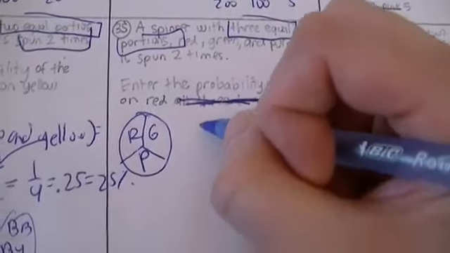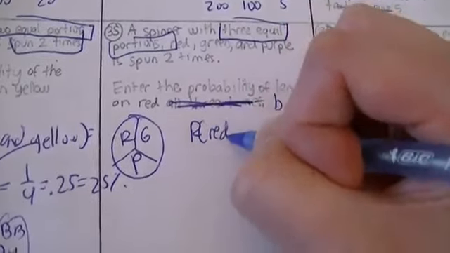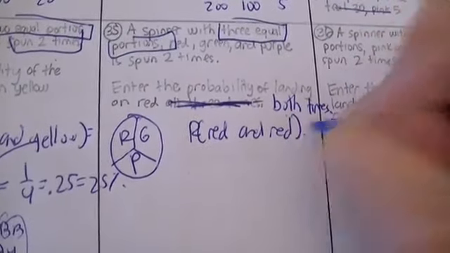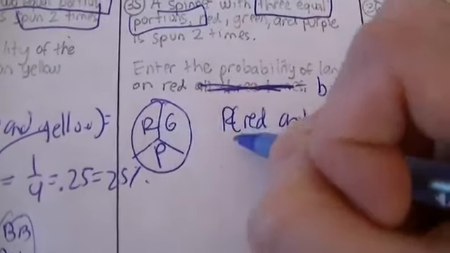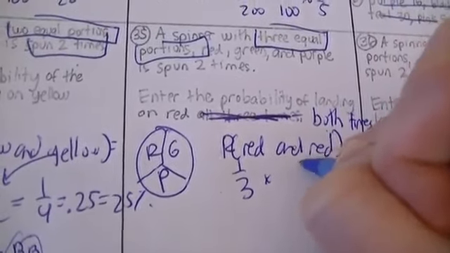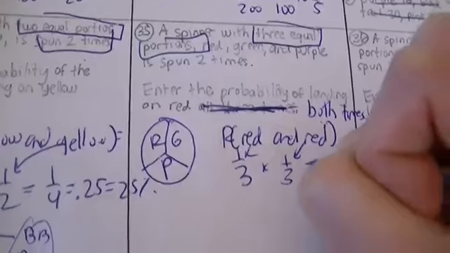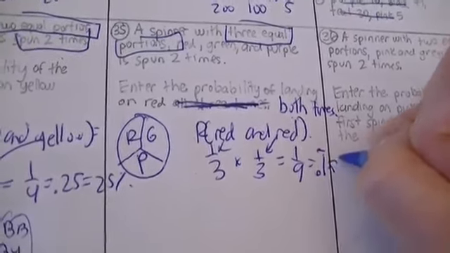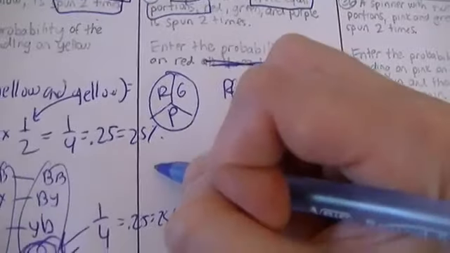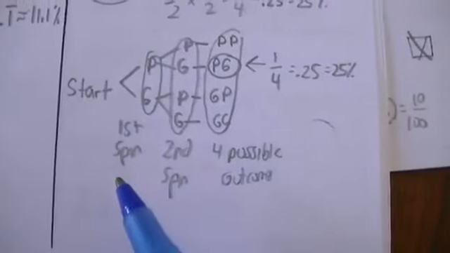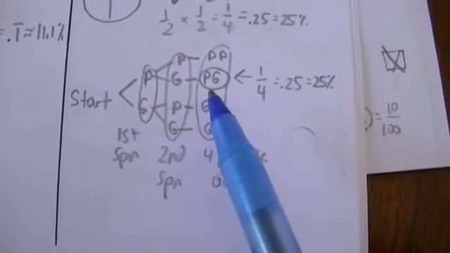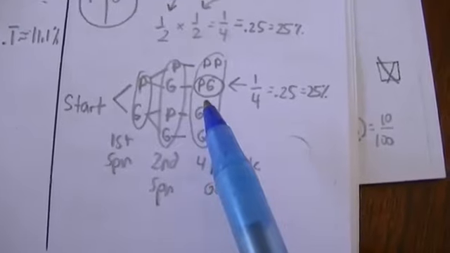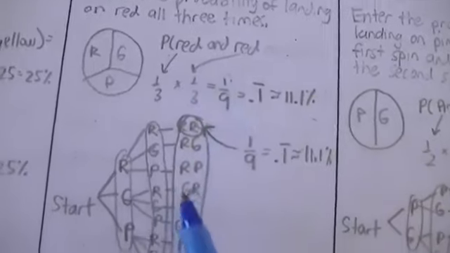Okay, so we want to get probability of red and red. So I can go probability of red is 1/3 times probability of red is 1/3, which is 1/9, which is 0.1 repeating, which is approximately 11.1%. Okay, if you're more of a counting tree type person, here's your counting tree. Probability of getting, what did they want? Red, what? Oh, wrong one. Okay, the probability of getting red and red.